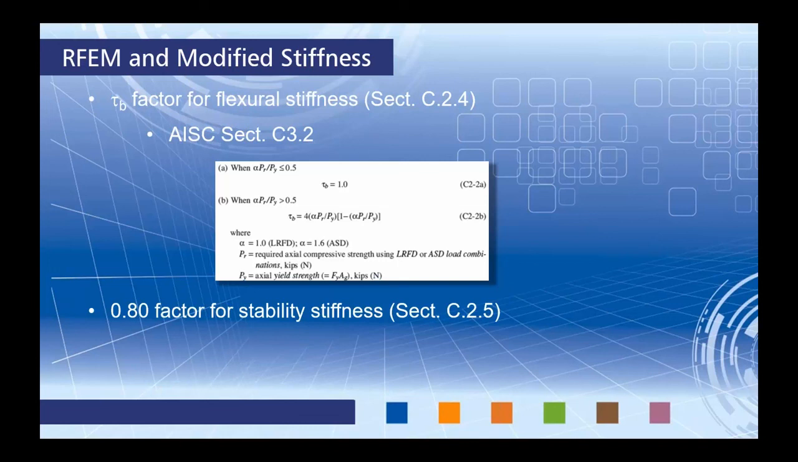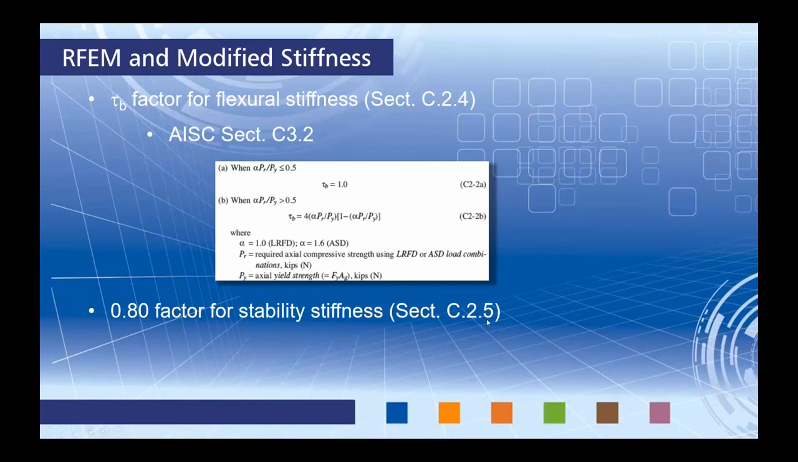This tau sub B factor is an iteration based on the equations here, based on our required axial compressive strength and our axial yield strength. So this really all depends, again, on these axial loads through our member. And this tau sub B factor should be applied to our flexural stiffness. Now, the 0.8 factor should also be applied to stability stiffness, and this comes from section C.2.5.